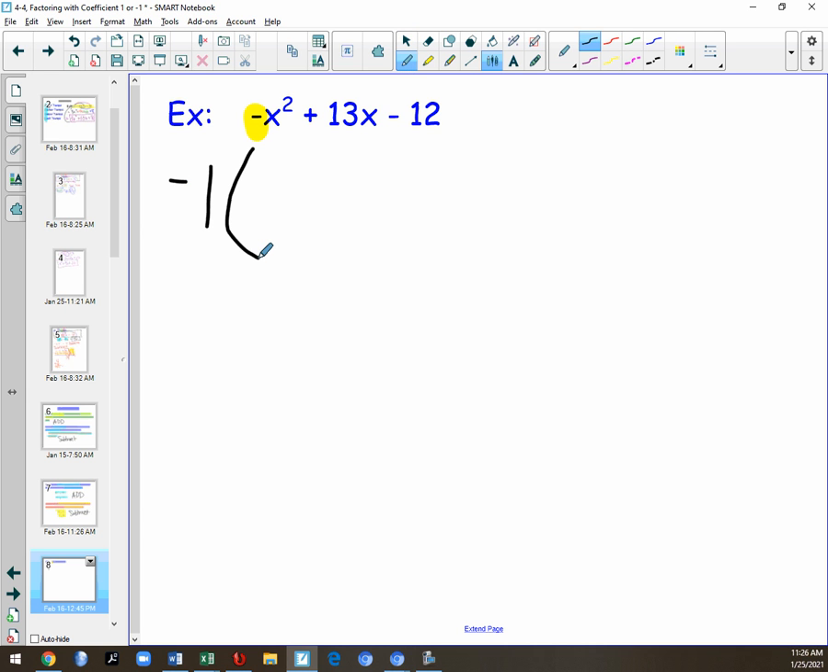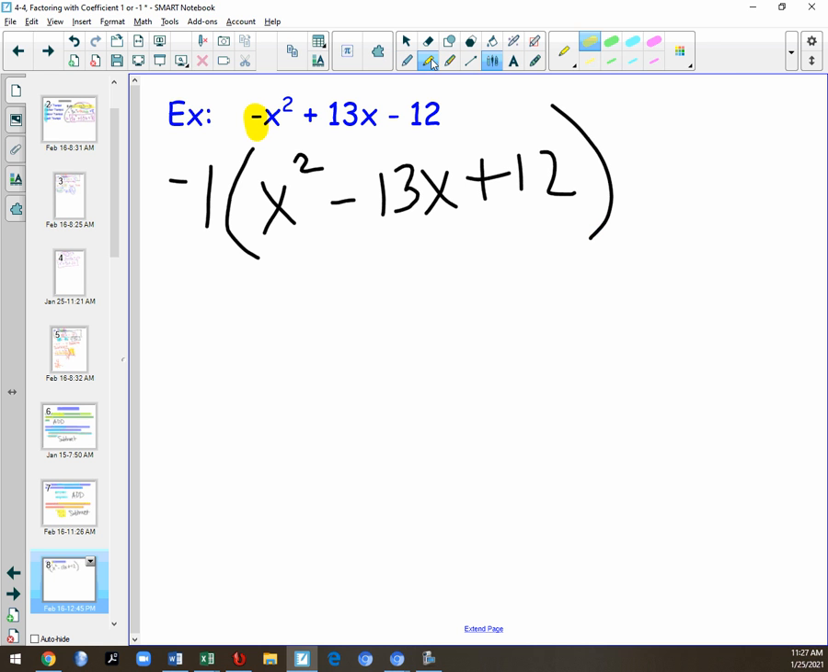So if I pull out a -1 out of each one of those terms, what you're essentially doing is division. -1 divided by -1 is positive x squared. 13x divided by -1 is negative 13x. -12 divided by -1 is positive 12. Meaning, if I were to distribute the -1 back in to each of those terms, it is going to give me the original problem. If it does not give you the original problem, you have messed up and you are not going to get the correct factorization.